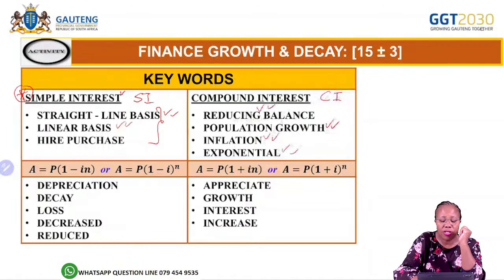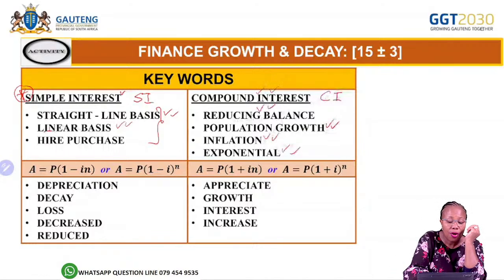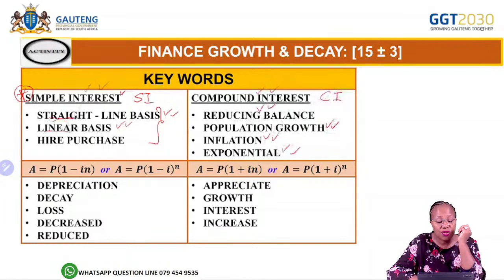And then the compound interest has a relationship with the exponential graph. That means your information can be given in the form of a graph. If that graph is exponential, that means it is talking to a compound interest. If it's a linear graph or a straight line, you must know it's a simple interest.